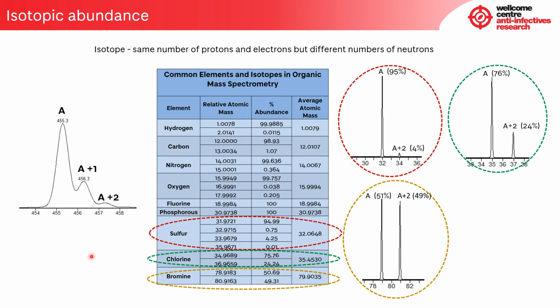If we go back to our original spectrum of verapamil, it doesn't contain any of the prominent A+2 elements, so what could be determined from the isotope profile if we didn't know the structure?